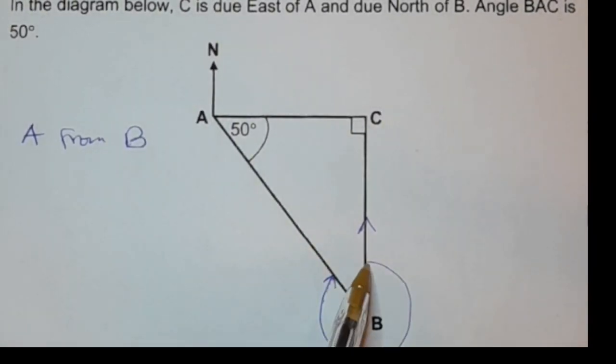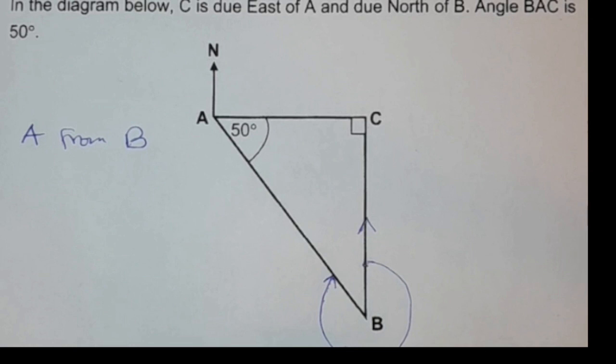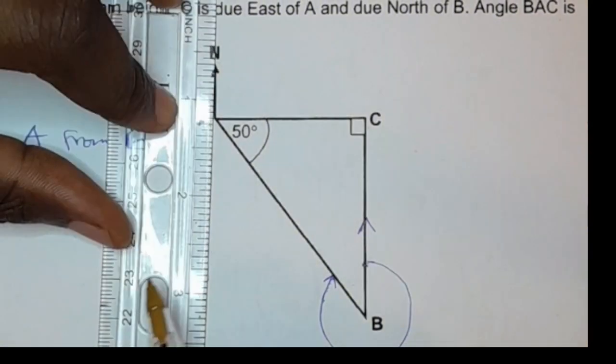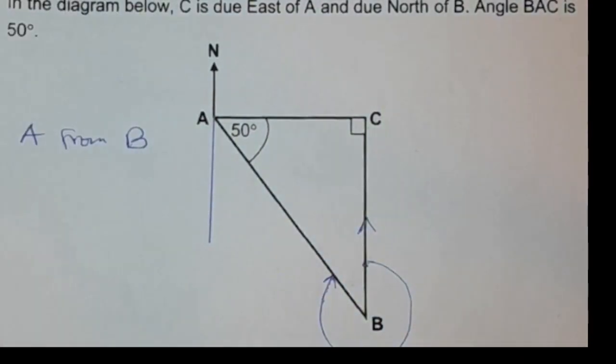So from the starting point, moving clockwise and coming back here, it's a complete turn, which is 360 degrees. But now, for the bearing of A from B, we are not reaching the complete revolution. So we need to subtract this angle that is here. Now, how are we going to find this angle? We are going to find it by extending this north here, so that we use the properties of alternate angles.